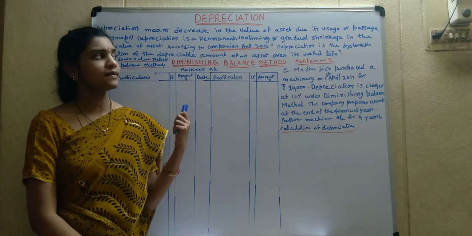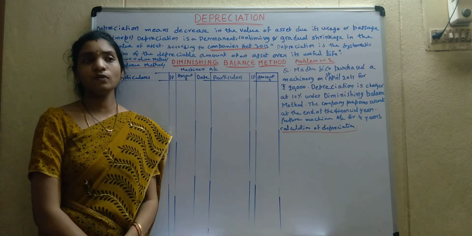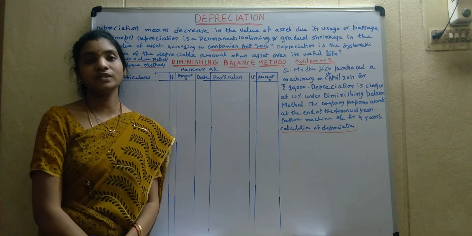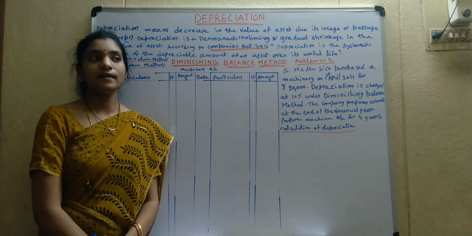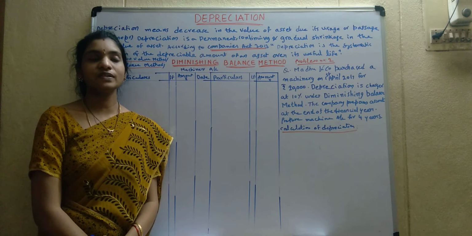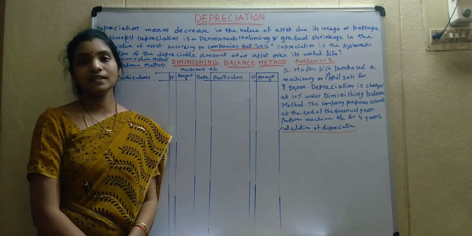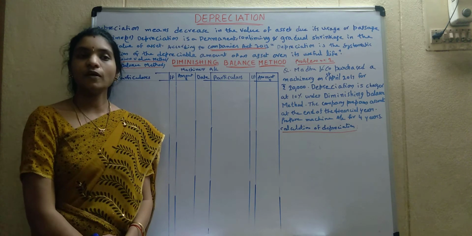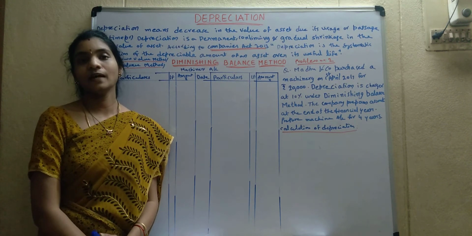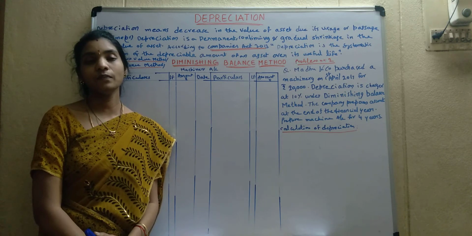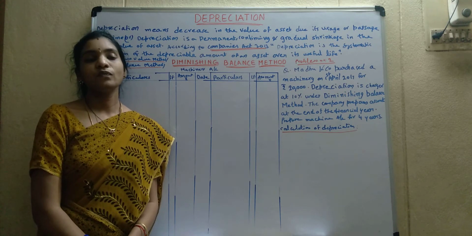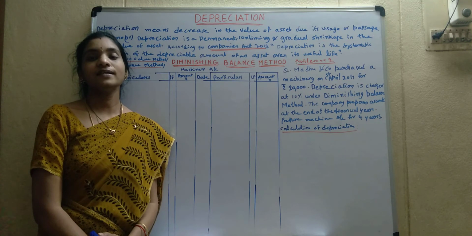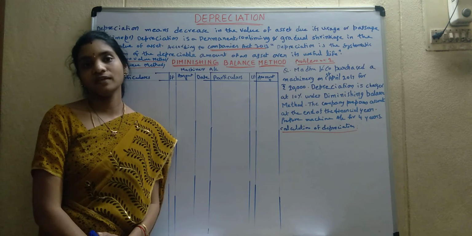In this method, in the first year only, we calculate depreciation on the original cost of the asset. And in the next years, from the second year onwards, we calculate depreciation on the decreased value of the asset, or on the book value of the asset. What do you mean by book value? Book value means the value of the asset after writing off the depreciation.